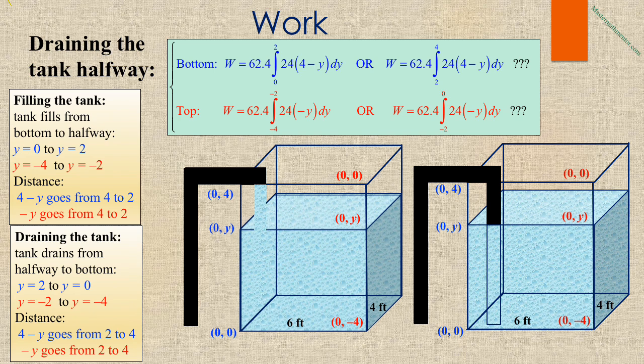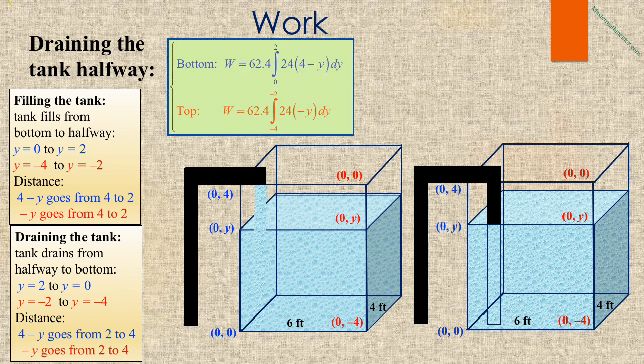So while it may appear from the position of the hose that the first water that is pumped out is from the bottom of the tank, it is not. The first water is from the level of the middle of the tank. The bottom line is whether we are filling the tank or draining the tank, we integrate from 0 to 2 if the origin is at the bottom, or from -4 to -2 if the origin is at the top.